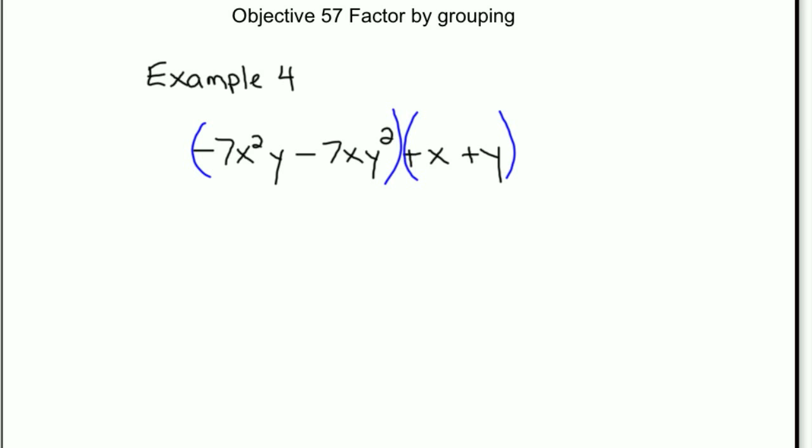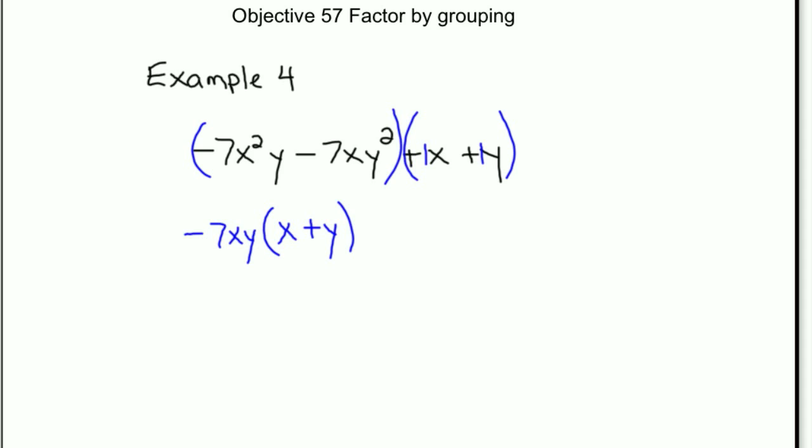In my first group of terms, I see that I can pull out a negative 7, an x, and a y. And that will create a positive x and a positive y. Now this next part gets a little bit confusing because when you look at the group x plus y, there is no common factor unless you go ahead and toss in that invisible coefficient of 1. So it does have a common factor, and the common factor is 1.